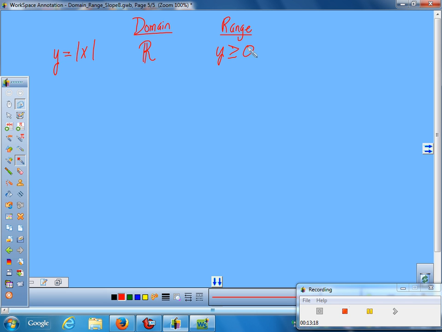Could you put y is greater than 0, or not equal to negative 1? No, because there could be a negative half and a negative fourth and all those other numbers in there, so no, you can't put negative 1. It's 0 and up, thank you. Okay, fine.